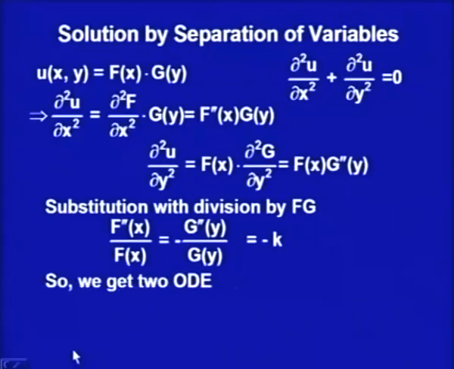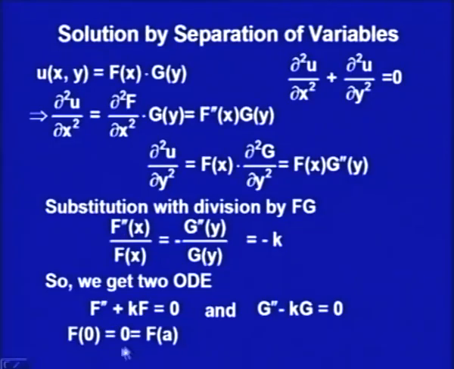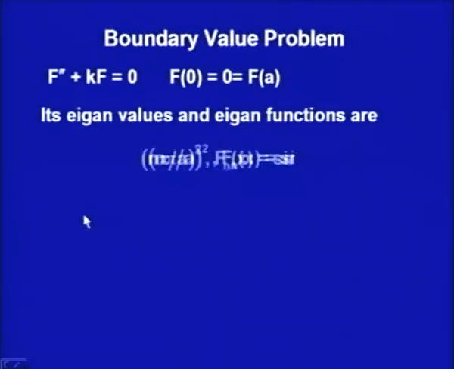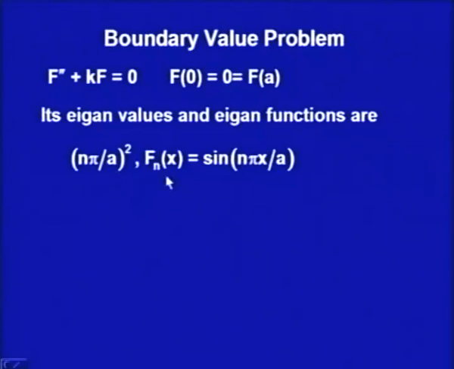What we get is two ordinary differential equations. One is F double dash plus k F equal to 0, and another is G double dash minus k G equal to 0. Here we have the boundary conditions: F(0) is 0 and F(a) is 0, and for G the boundary condition is G(0) is 0. So now we have two boundary value problems on ordinary differential equations. For the first, we know the eigenvalues are (n pi over a) whole square, and the eigenfunctions, the solution F_n(x), is sin n pi x over a.